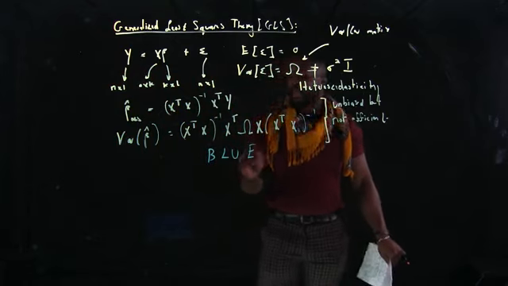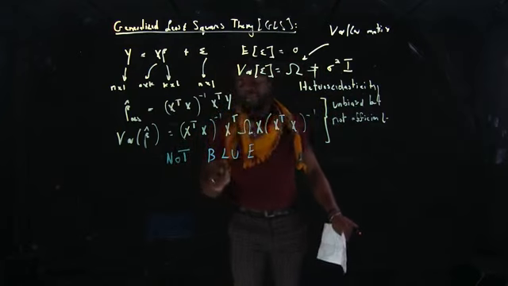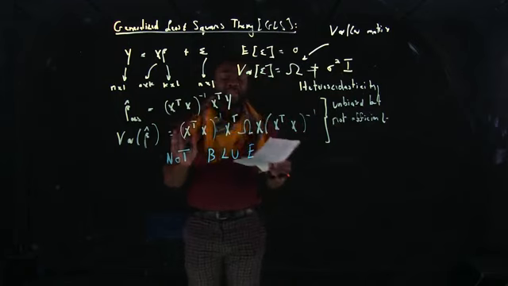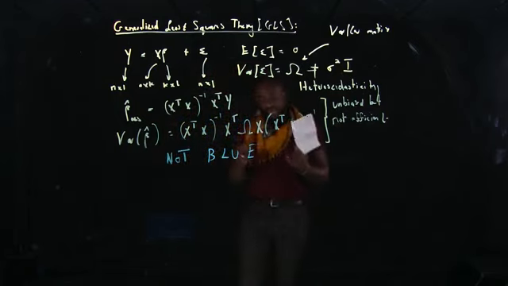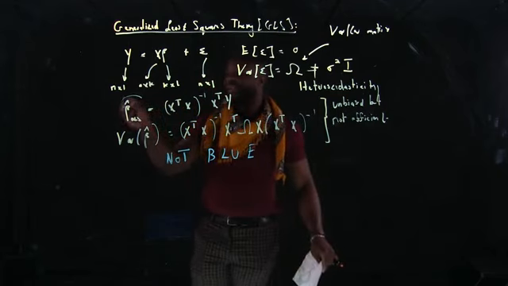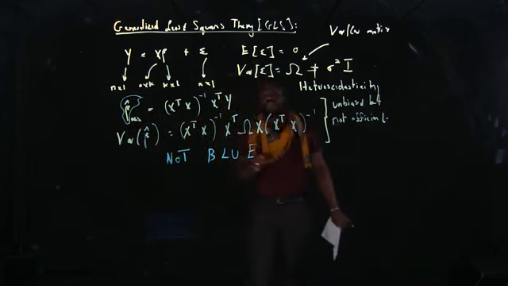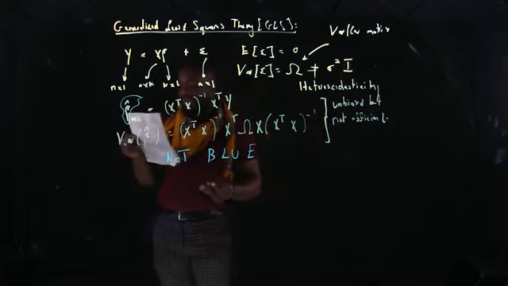So I'm going to say this is not BLUE, and I noticed I did this in the color blue. This is not our best linear unbiased estimator. Why? Because it does not have the smallest possible variance. So we may ask ourselves, what is going to be the efficient estimator for beta hat?